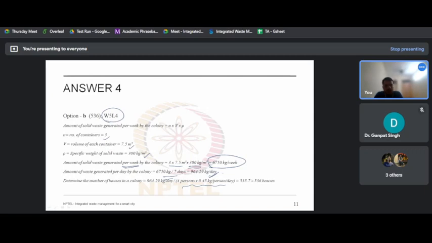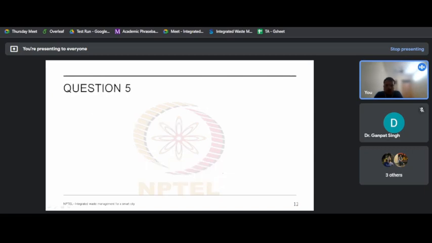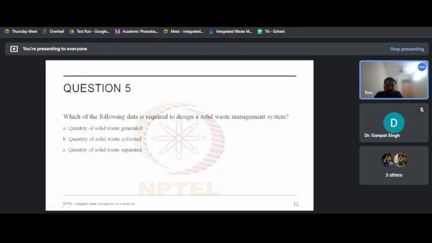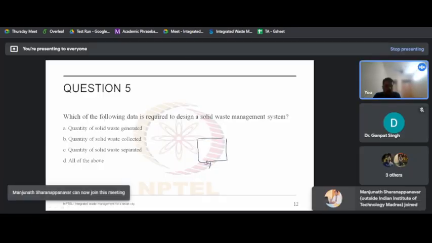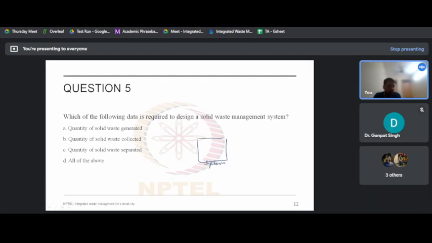Moving on to question number 5. Which of the following data is required to design a solid waste management system? Quantity of waste generated, quantity of waste collected, quantity of waste separated, and all of the above. When we are designing a system, a system is nothing but a combination of inputs and outputs. The system will be basically a mathematical model of how it is changing the input into output. So we have certain inputs, we have certain outputs.